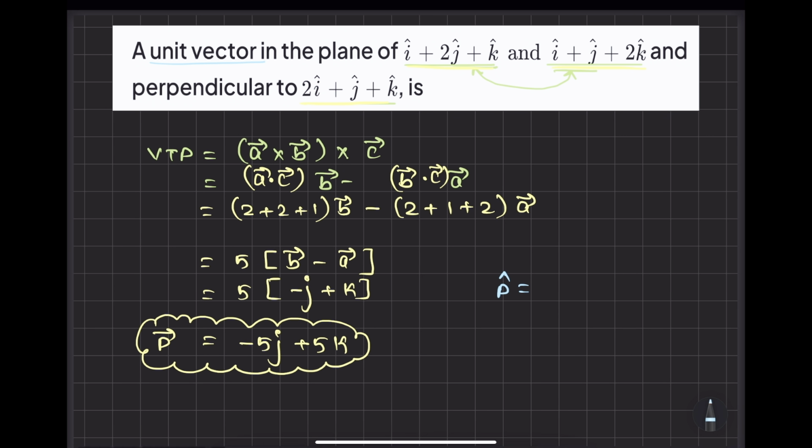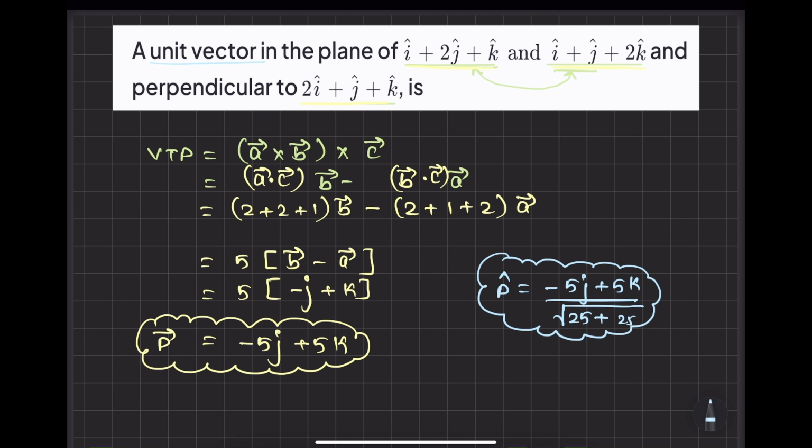So can I write P cap as minus 5j plus 5k upon root 25 plus 25? Okay, so it is 5 root 5. Okay, so now you can handle this situation. Therefore the required quantity is this.